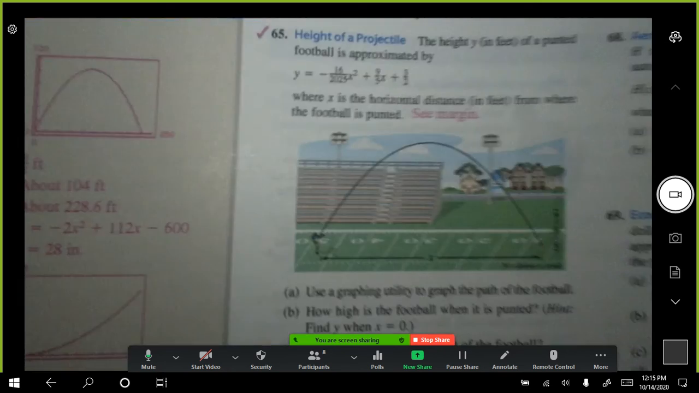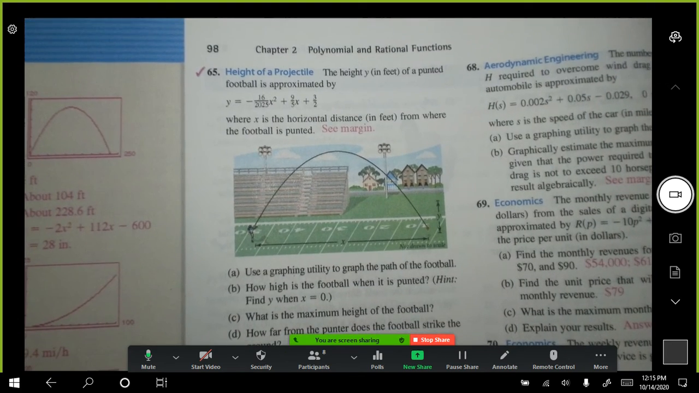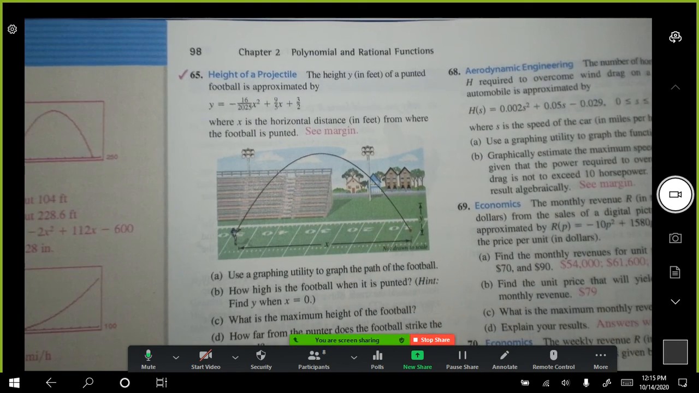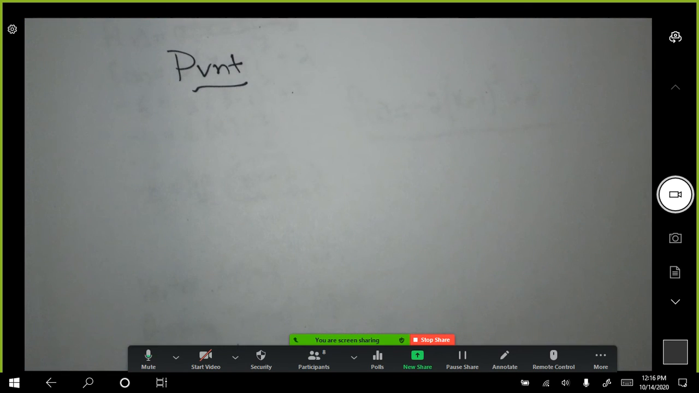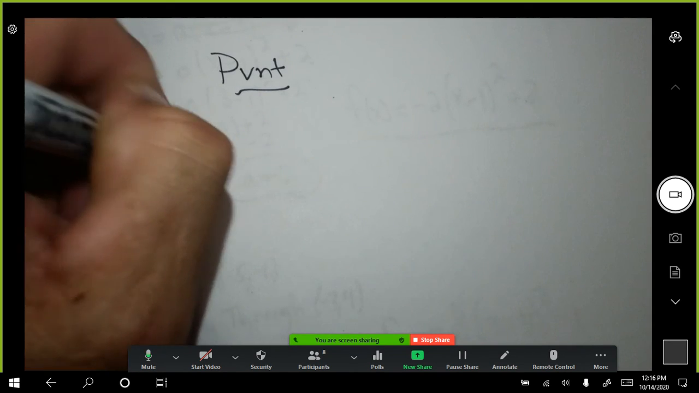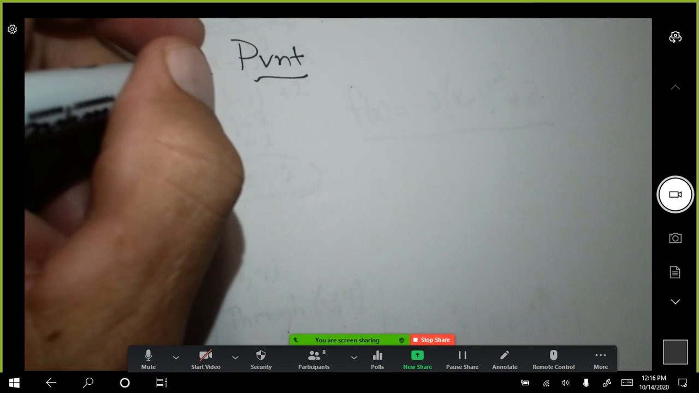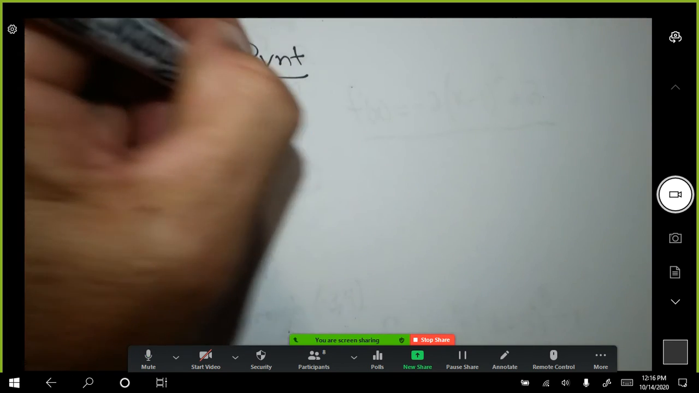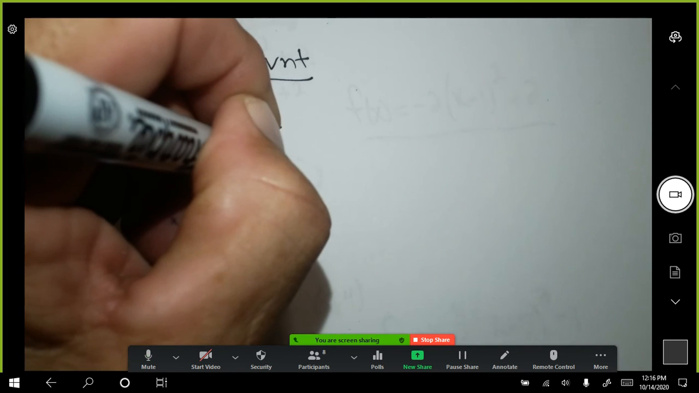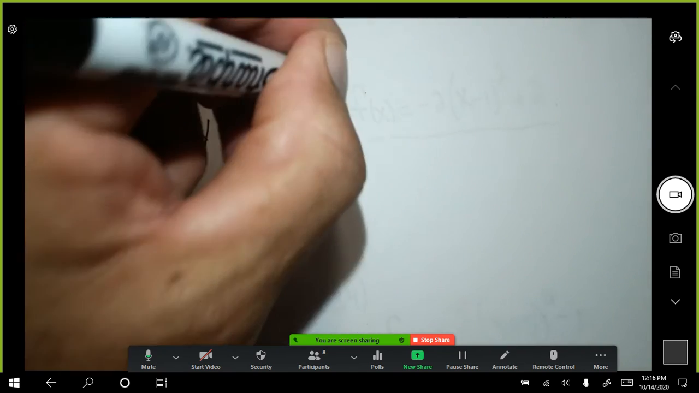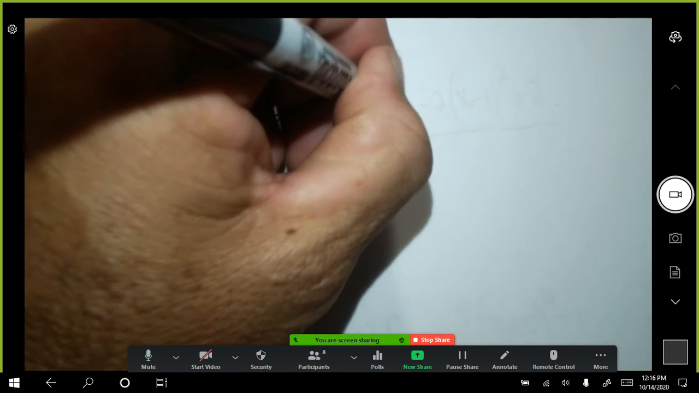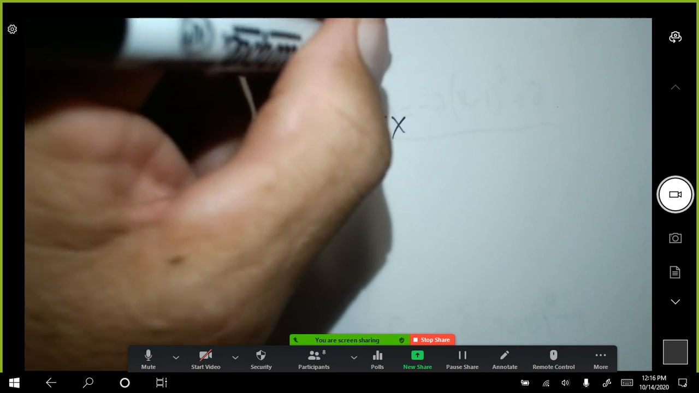This is the actual problem we're talking about right here. So we're talking about a punt that forms a parabola. All right. And I'm going to write the equation down that they have in the book. So the equation they have is y equals negative 16 over 2025 x squared plus 9/5 x plus 3/2.